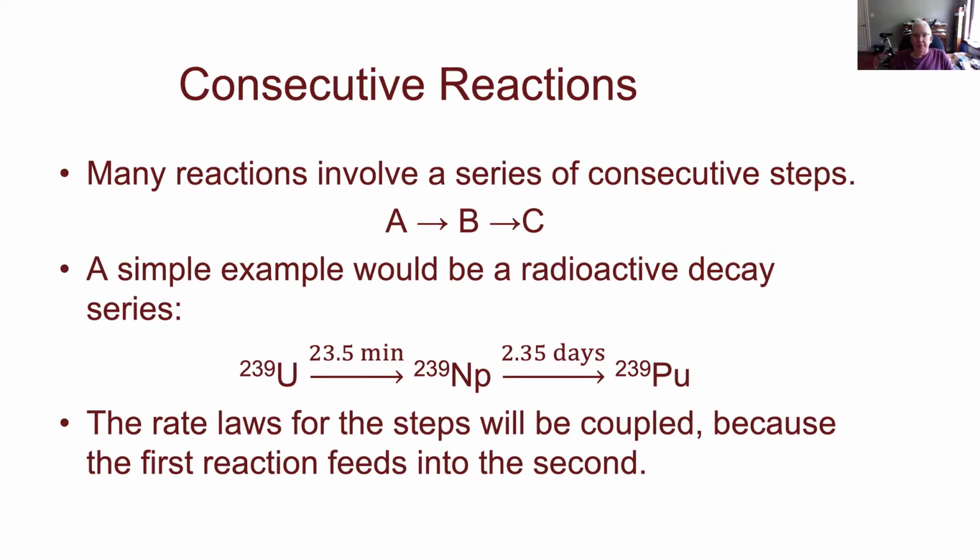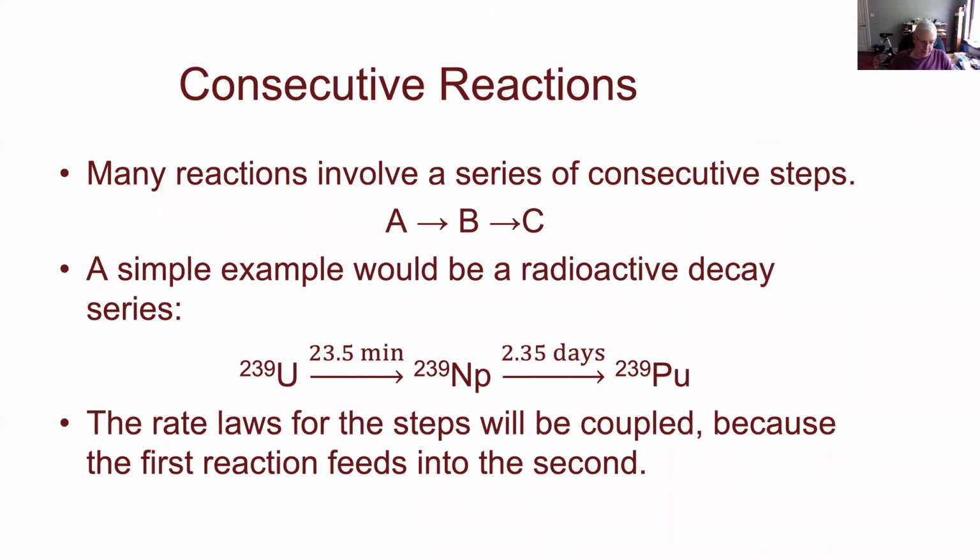One field in which lots of things go this way is radiochemistry, the decay of radioactive material. There are many things where if we get far away from stability, we go through a cascade of processes to work our way back towards more stable nuclei. A relatively simple one on the bottom there is uranium-239 decaying to neptunium-239, which decays further to plutonium-239.